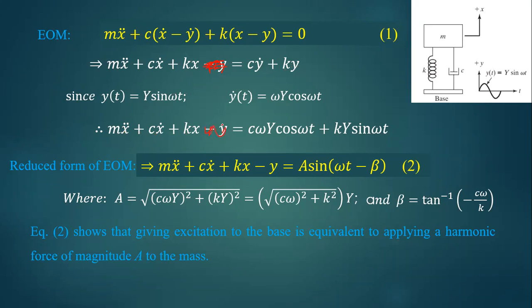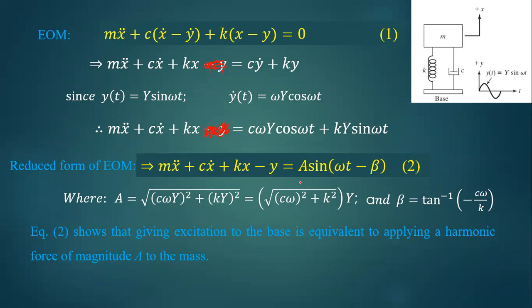So immediately we get m x double dot plus c x dot plus k x, which is equal to c omega Y cos omega t plus k Y sine omega t. This was my mistake, so let me remove it. So this is the equation of motion. Now, considering this part of the equation, c omega Y cos omega t plus k Y sine omega t, as a single sine omega t minus some beta, some phase angle between the sine and the cos.